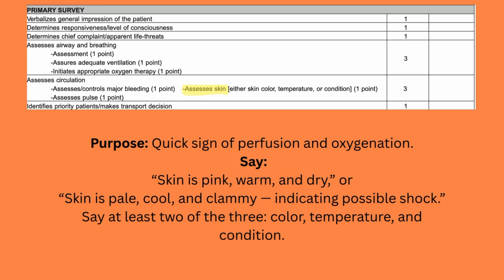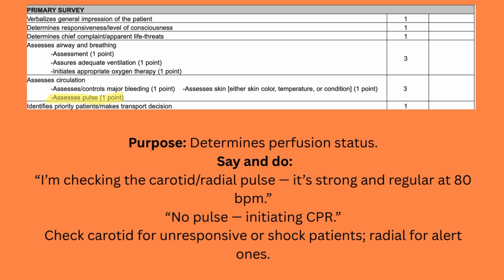When bleeding is controlled, we can assess the skin. Look for the color, the temperature, and the wetness. So you can say the skin is pink, warm, and dry, or pale, cool, and clammy, which can indicate different conditions and different injuries. Say at least two of the three: color, temperature, or condition.